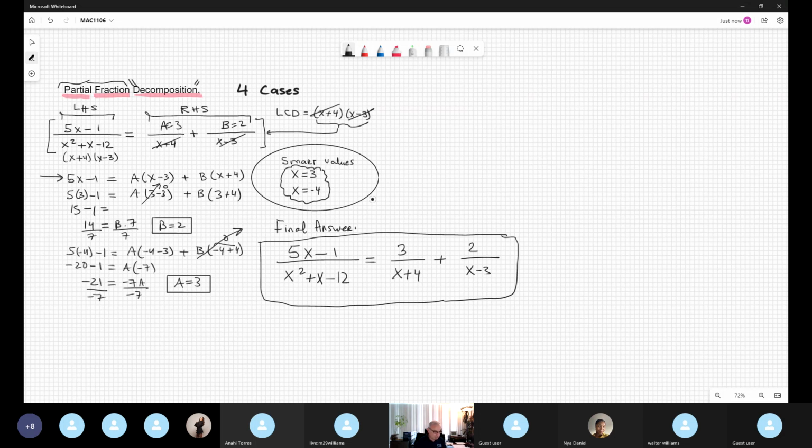Another way is, for example, you copy one more time: 5x minus 1 is equal to A times x minus 3 plus B times x plus 4. And you know, no smart value, you don't know anything about this. And you apply the distributive property.